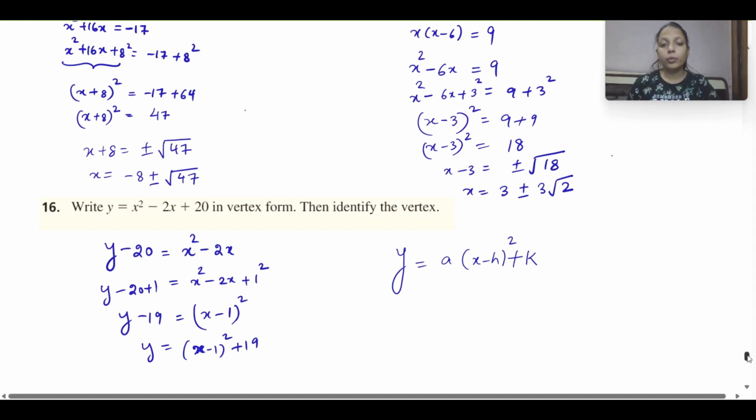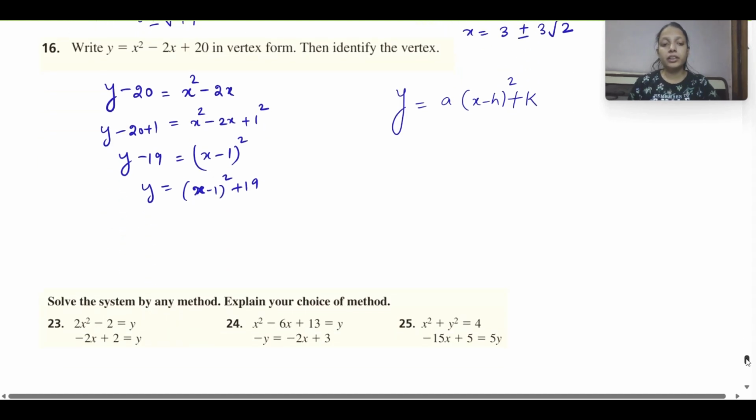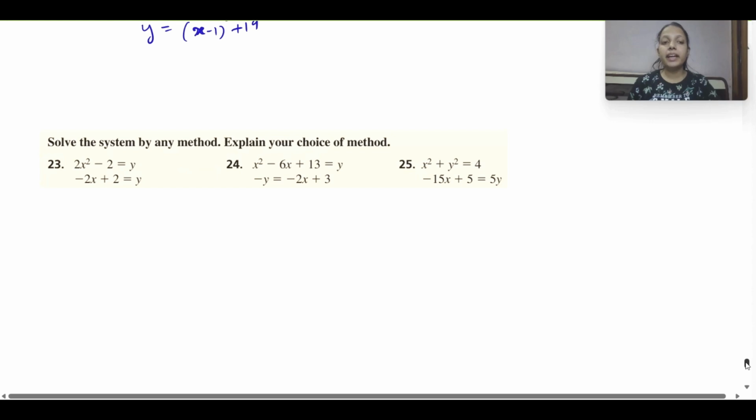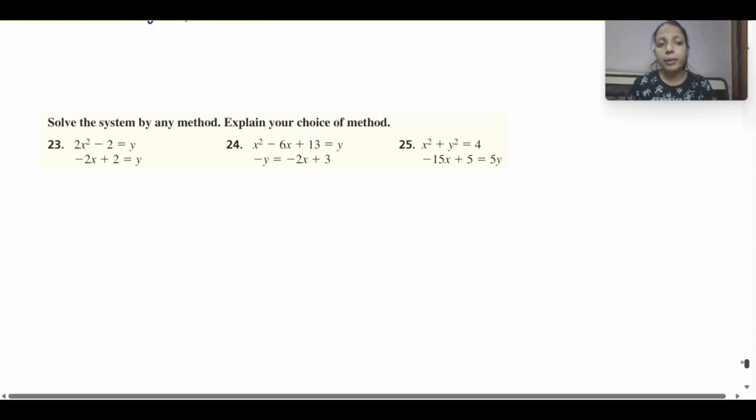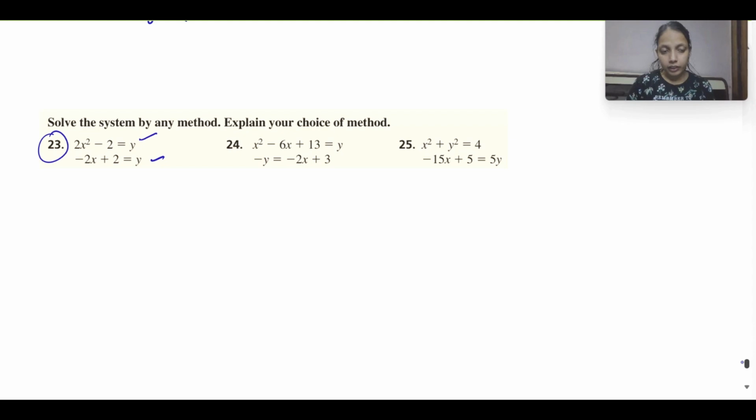Next, we can try the next question. Solve the system by any method. I will prefer substitution. In the substitution, this is y, this is y, so I equate y. 2x square minus 2 equals y, and this y is negative 2x plus 2.